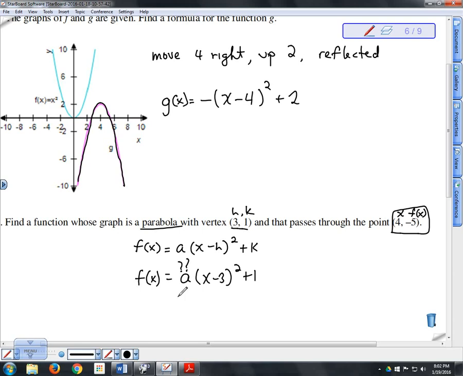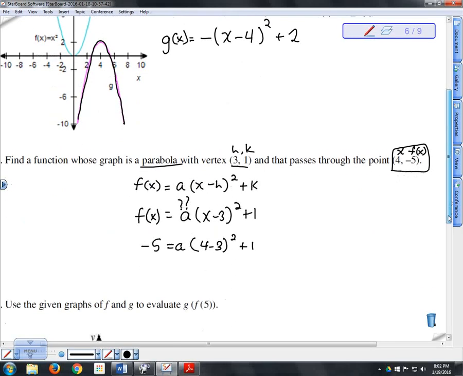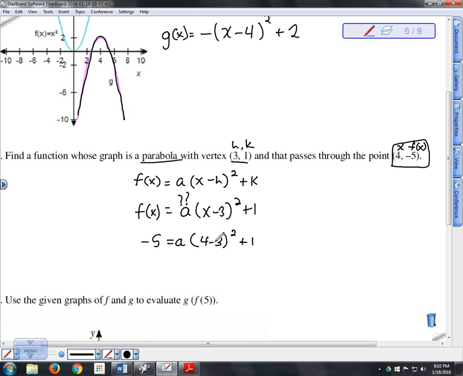So negative 5 equals a times 4 minus 3 squared plus 1. Now follow your order of operations. 4 minus 3 is 1. 1 squared is 1. 1 times a is a. So negative 5 equals a plus 1. If you subtract 1 on both sides, you get a is equal to negative 6. So the function is negative 6 times x minus 3 squared plus 1.